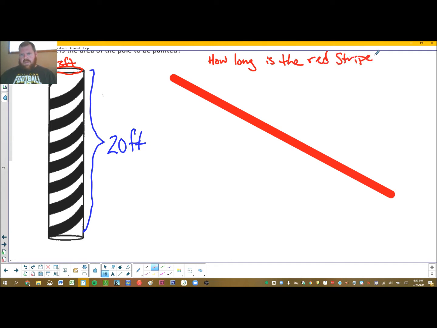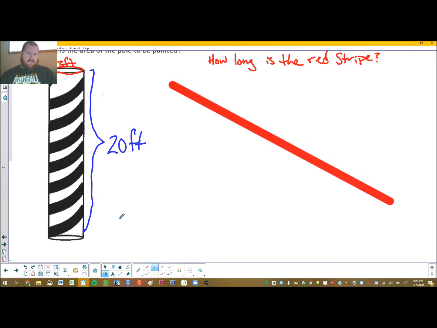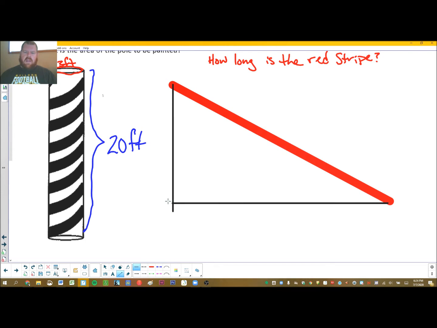I think when I was typing this, I was thinking about an extension with what is the area of the pole to be painted. And this is the question that we answered in class, so you're not getting a different version of what we did. But again, as with a lot of these problems, sadly, we're dealing with a Pythagorean theorem problem. So I want to know what goes into the vertical and what goes into the horizontal components of this red stripe.